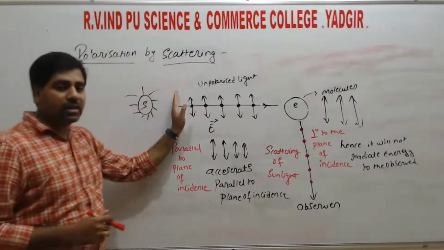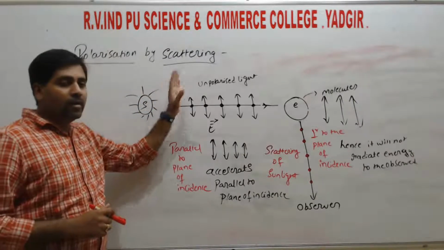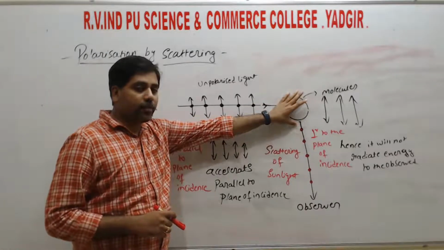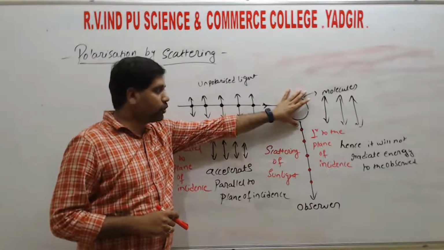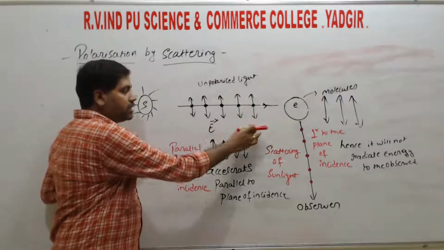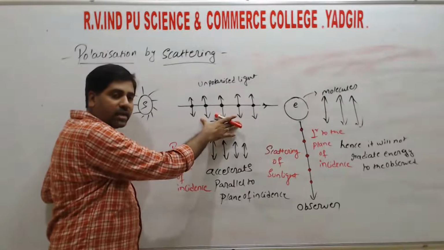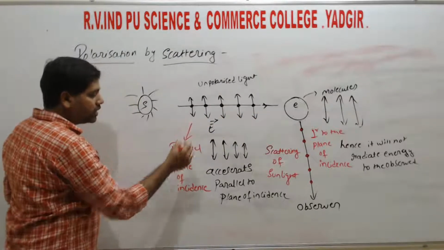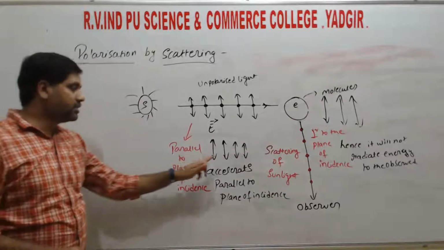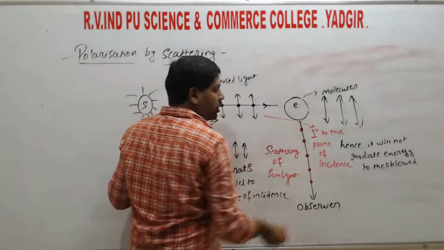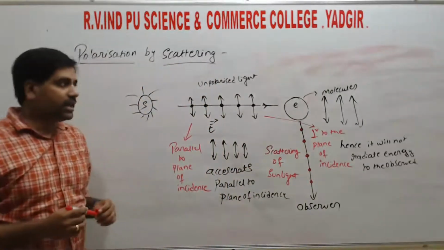That is, unpolarized light which is coming from the sun enters the earth's surface and strikes the molecules which are present in the earth's atmosphere. Then, for the study of scattering, this unpolarized light is divided into two components. One component is parallel to the plane of incidence, that is the arrow marks, and another component is perpendicular to the plane of incidence. Right?